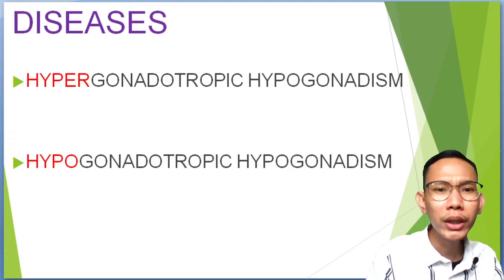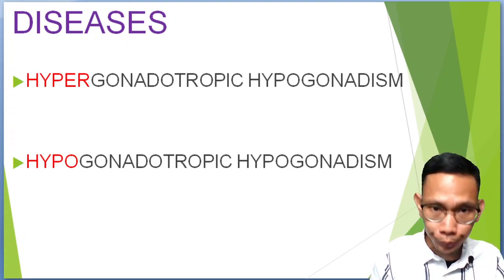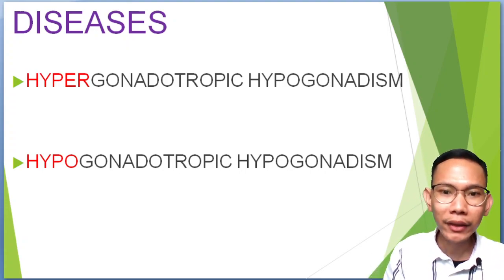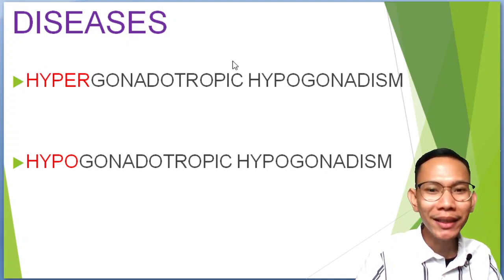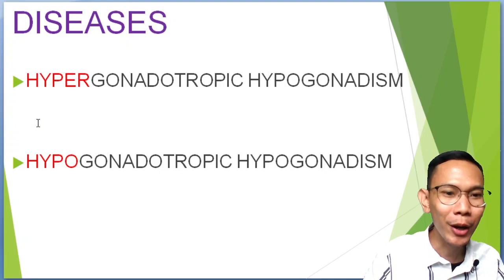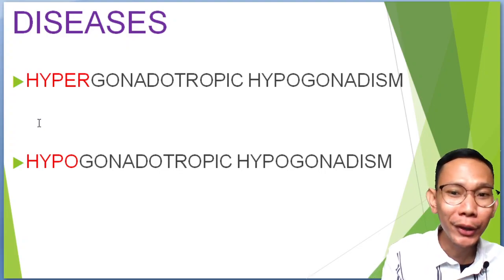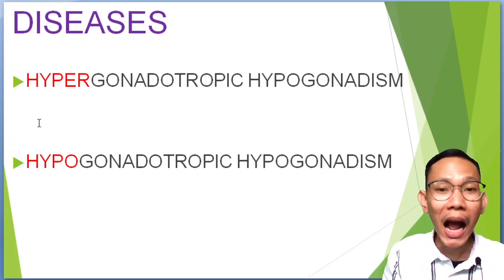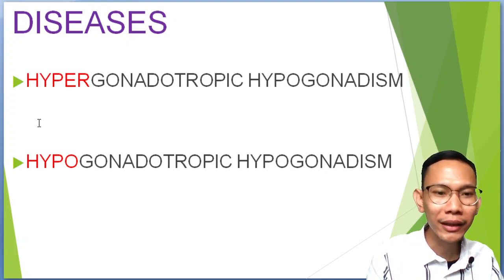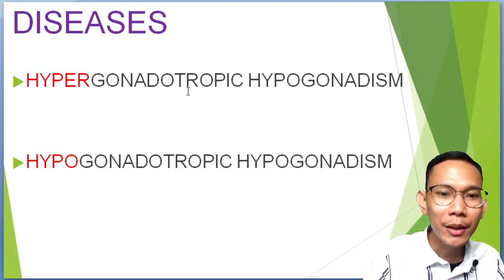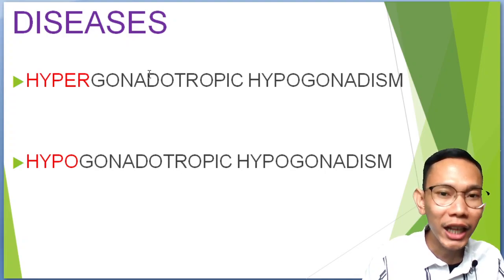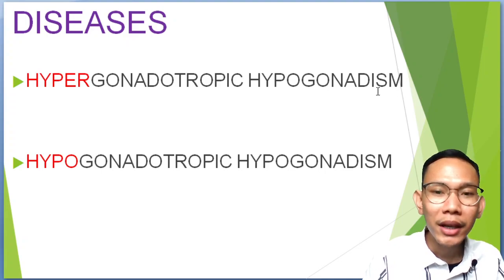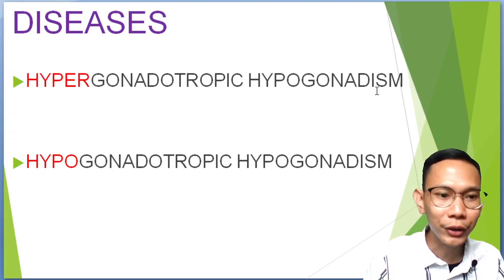So now let's proceed with the diseases of our male gonadal system. Again, dito pa rin tayo, bumabalik pa rin tayo dito sa mga terminologies na to. Meron tayong tinatawag na hypergonadotropic hypogonadism, hypogonadotropic hypogonadism. Pag sinabing gonadotropic, this refers to your GnRH, LH, and FSH. Pag sinabing hypogonadism, this refers now to your testosterone.